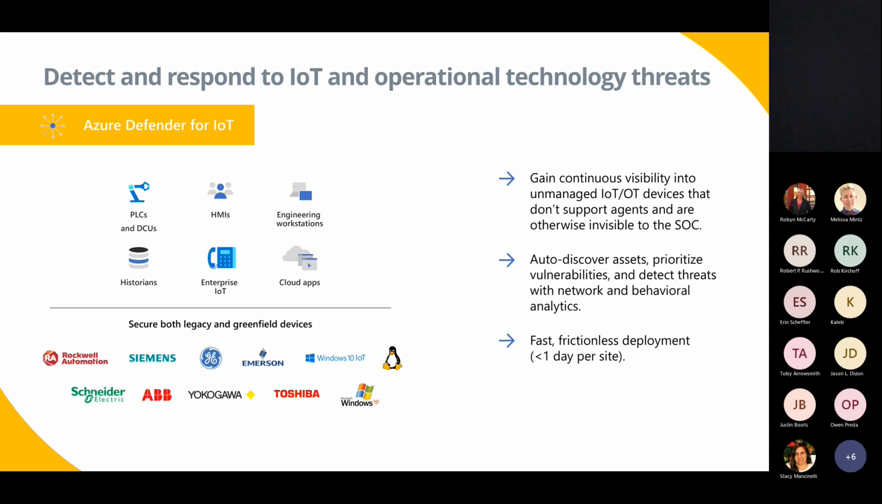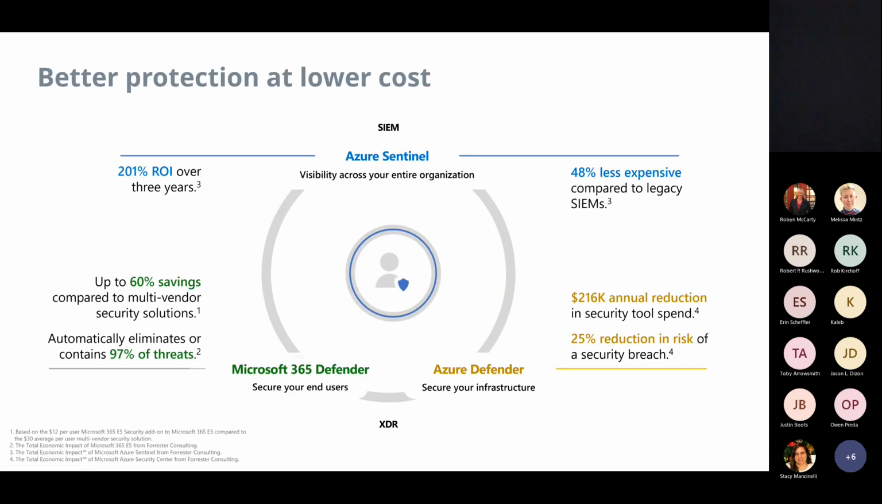So, they give you this IoT one. I know we're running out of time here, so I'm trying to do this pretty quickly, but you can see that you can get up to 60% savings if you're comparing this to a lot of the traditional vendors, and it automatically eliminates or contains 97% of all the threats. And that you could see from the study here. We're going to be sending you out this presentation so that you have that.